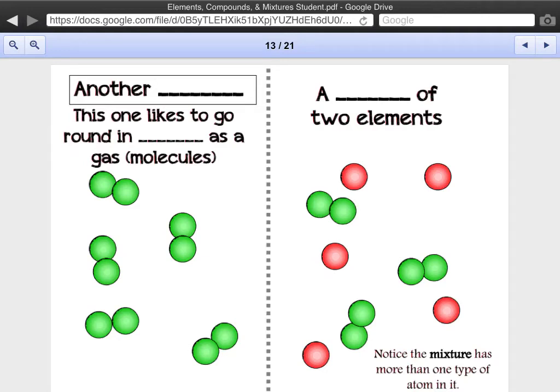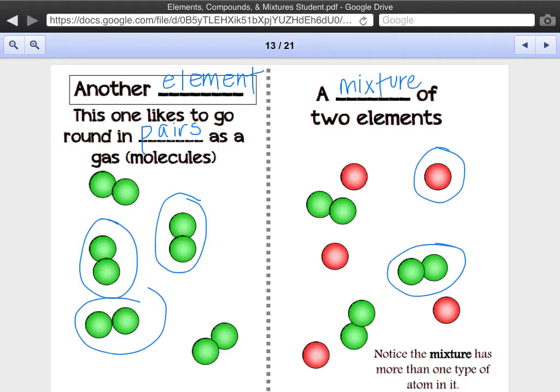Here's two more diagrams for you. This over here, if you just look at these, this is just another element. You'll notice they look exactly the same even though they are chemically bonded. They like to go around in pairs as a gas, or we call them molecules. Over on the right side here, you have a mixture of two elements. You have single atoms, and then you have a molecule of the same element. So you have a mixture with more than one type of atom in it.